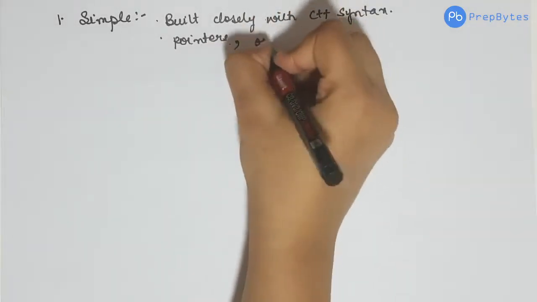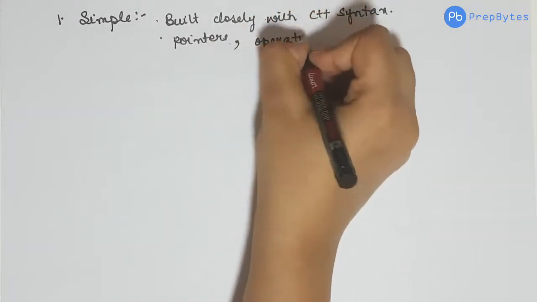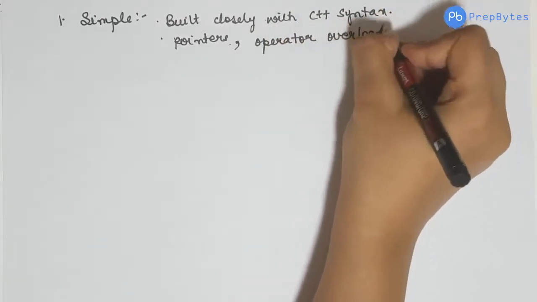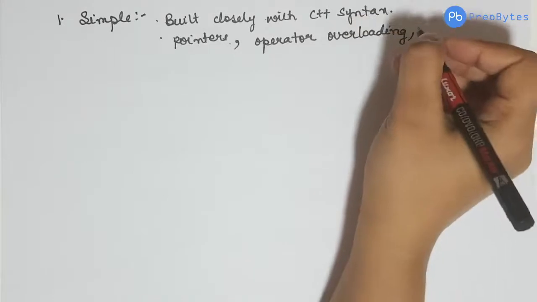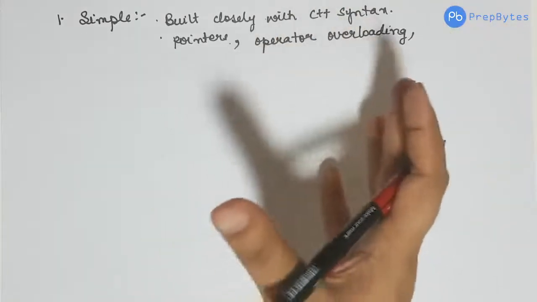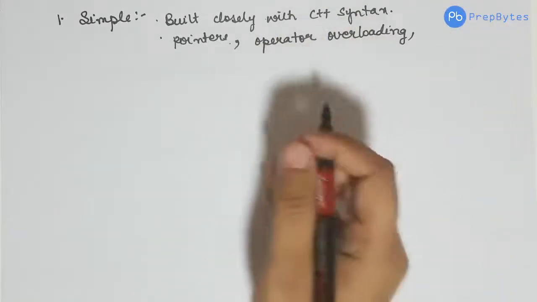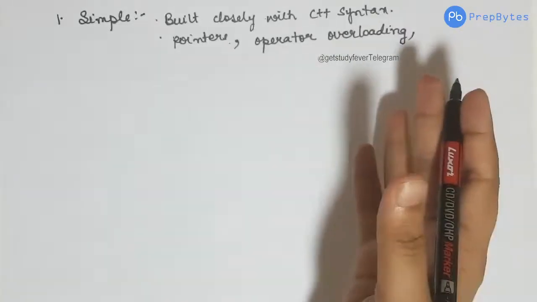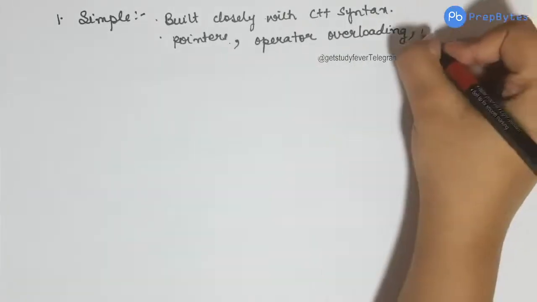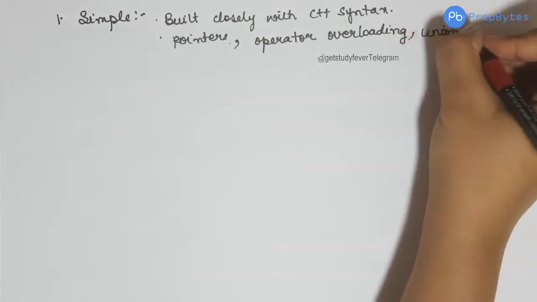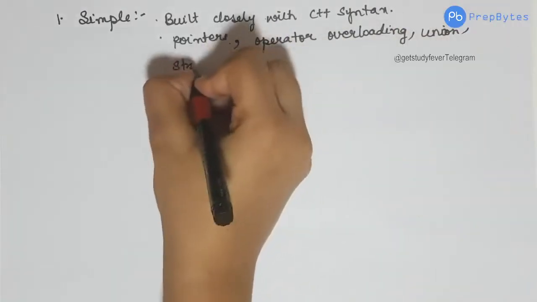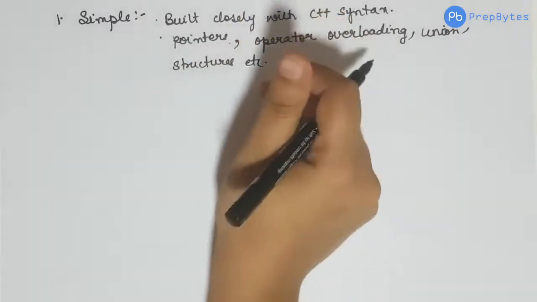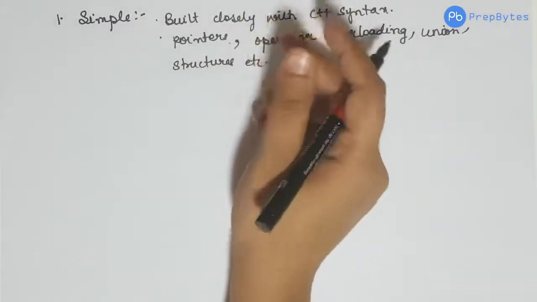We also don't have the concept of operator overloading. If you know C++, you must know that we have operator overloading there. These features are complicated and not very often in use. Then we have unions and structures. These features have been removed from Java, which makes Java a comparatively simpler language.